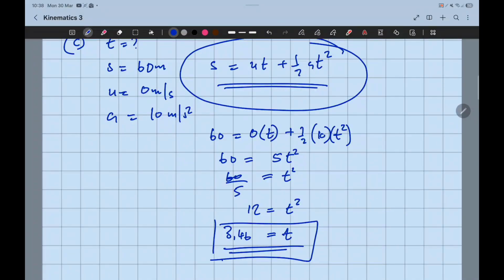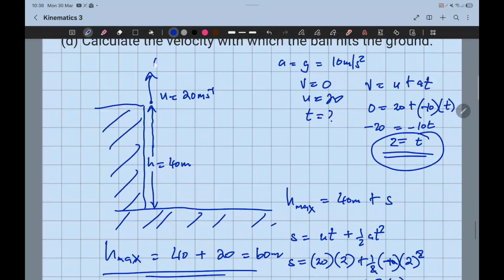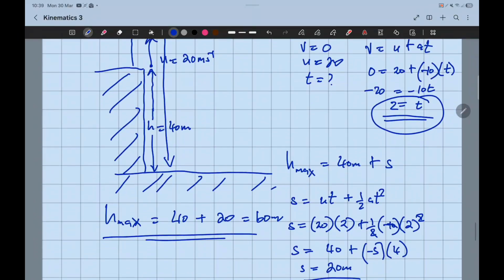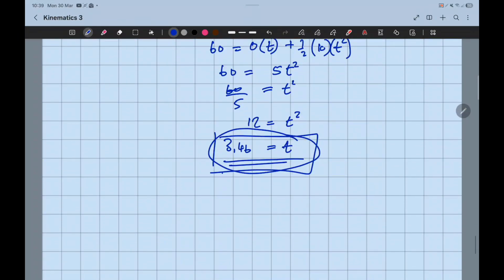Right. Tawana time yedu yekubva pa 60 meters panapa kusvika kudzasi. But panzi parudiwa time taken to reach the ground. So including time yashandisa kusvika ku maximum height, then yekuzodzika uko. So time to the maximum height yabuda iri 2 seconds. 2 seconds plus 3.46. So t total is equal to 5.46 seconds.